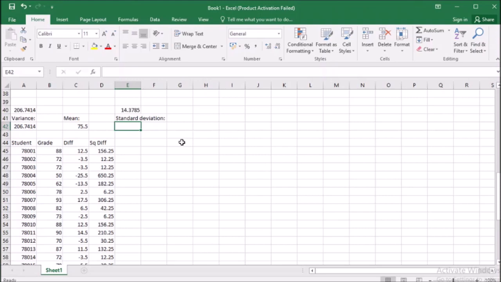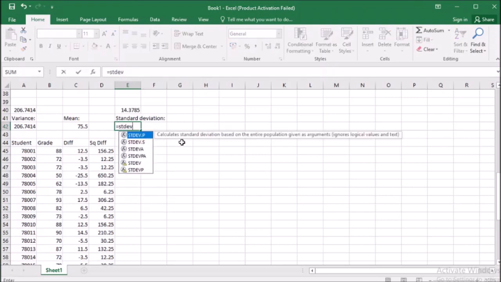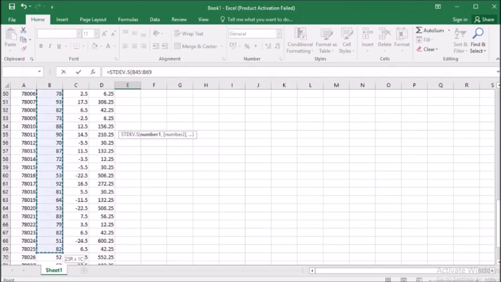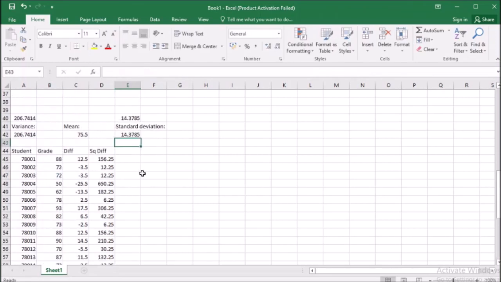There is also an inbuilt Excel formula for standard deviation. That's STDEV dot, and we need to choose the sample standard deviation again in this case. Enter all of the grades, and we have our standard deviation.